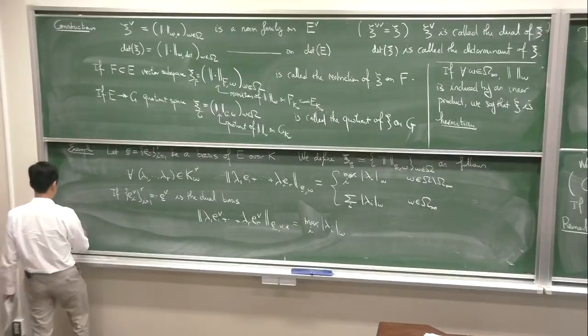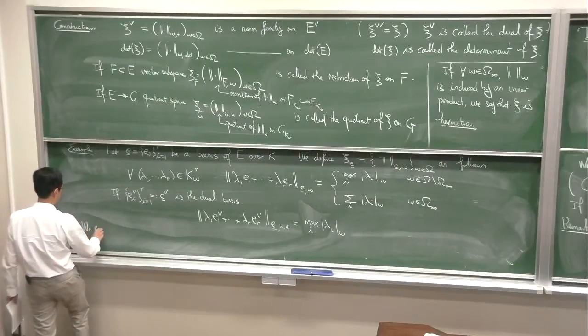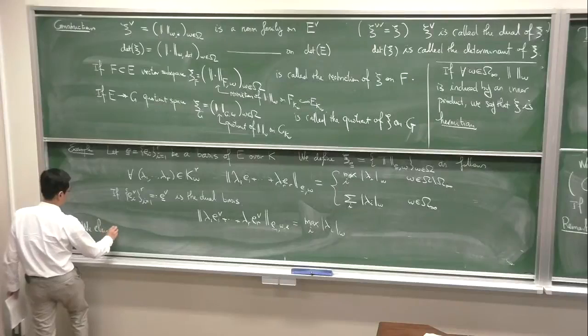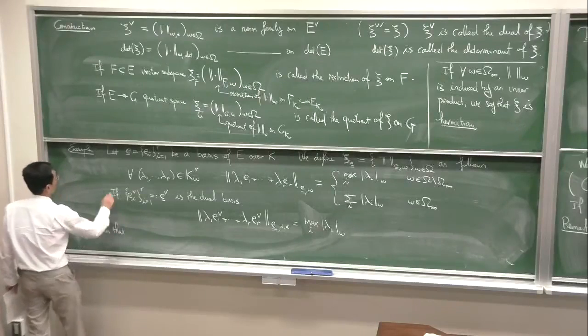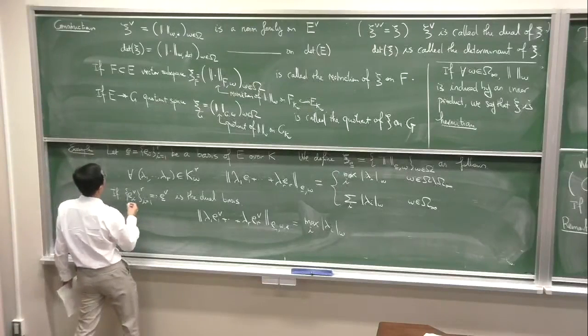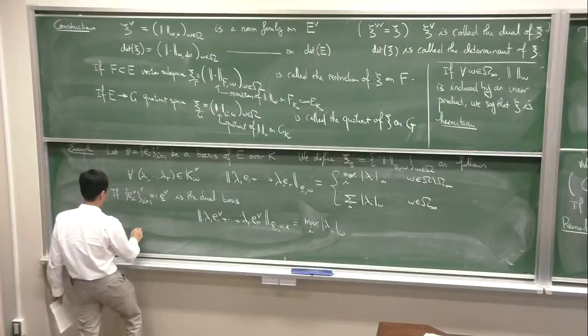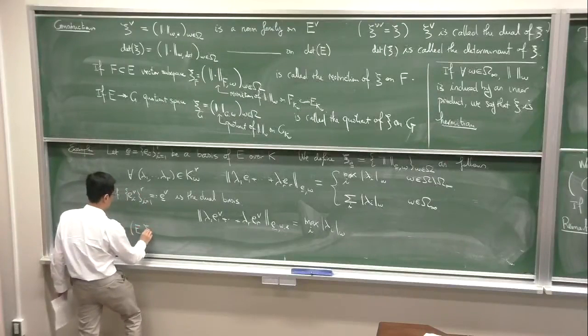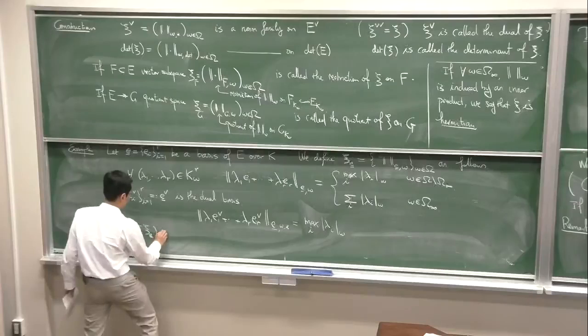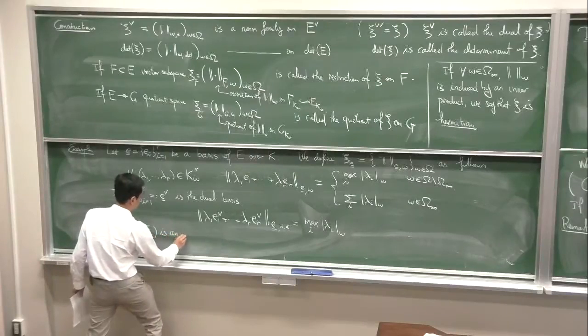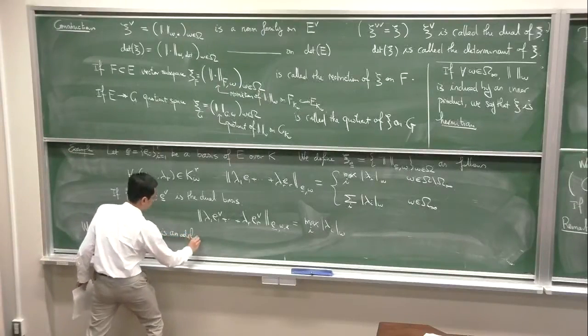Okay, now we claim that E xi is an adelic vector bundle.